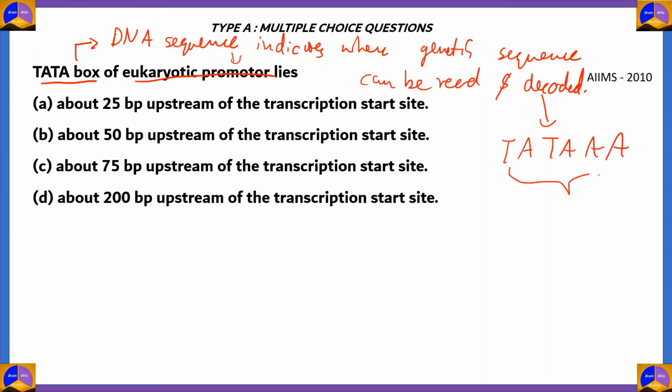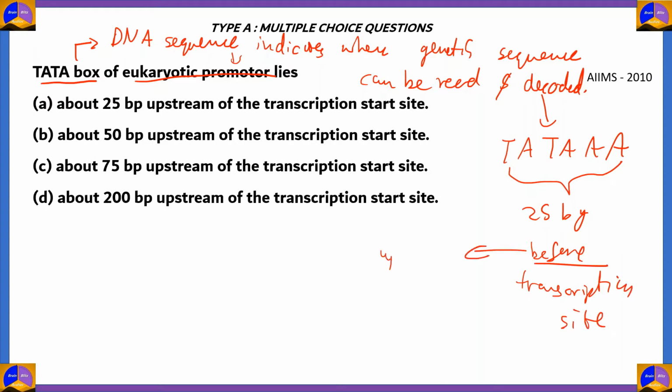And this sequence is always found 25 base pairs before the transcription site. And before translates to upstream. So therefore, option A, about 25 base pairs upstream of the transcription start site, is the right option. So anything more than that, there is virtually nothing but normal DNA, but a specific promoter always lies about 25 base pairs upstream of transcription site.